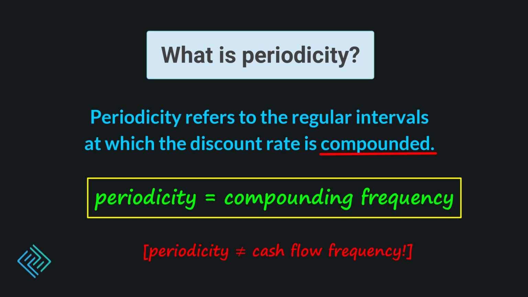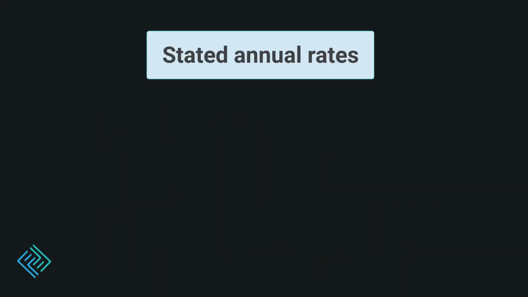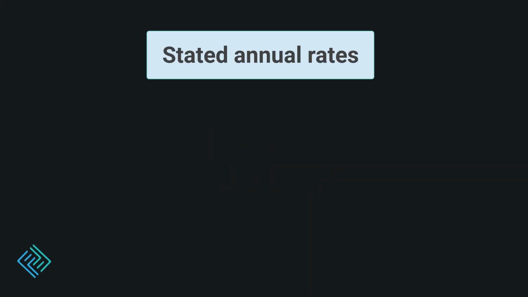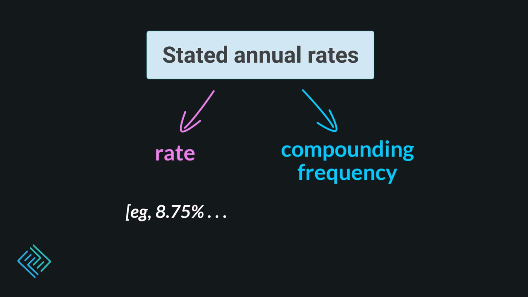It is standard practice in finance that rates are communicated in annual terms, even when the compounding frequency is something other than 1 year. These are called stated annual rates. There are always two parts to a stated annual rate: the rate itself and the compounding frequency.